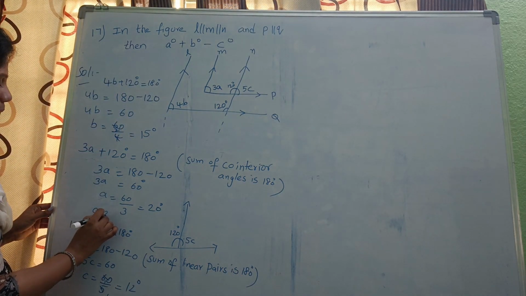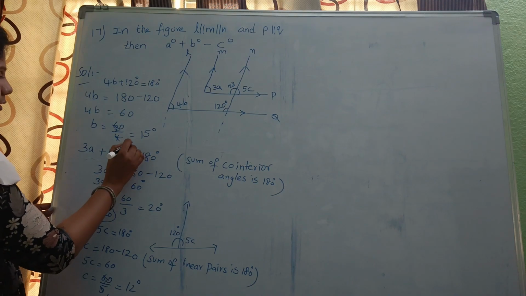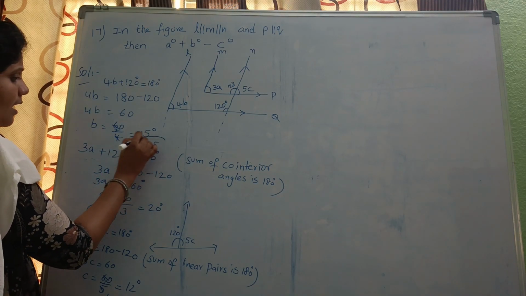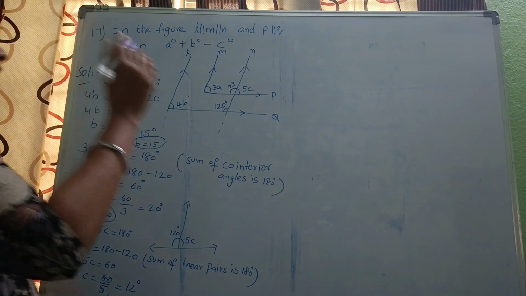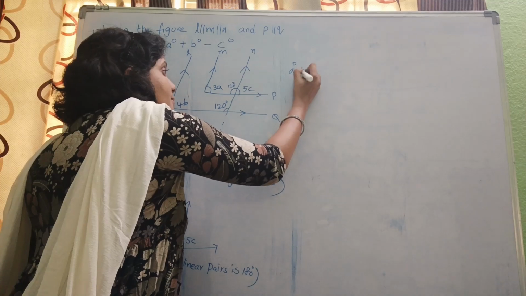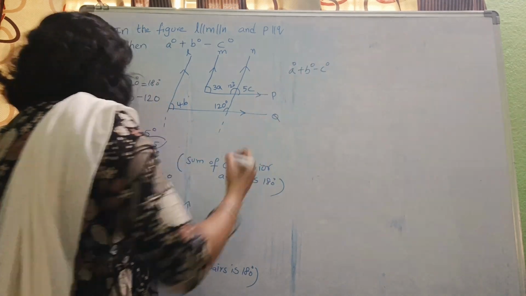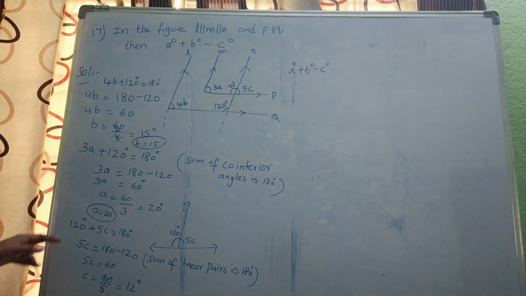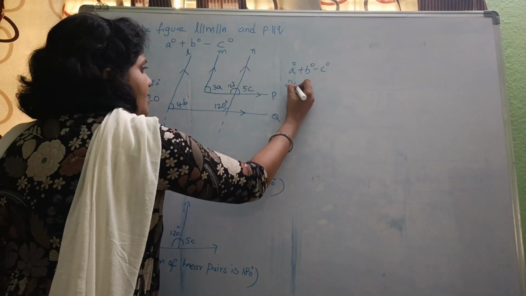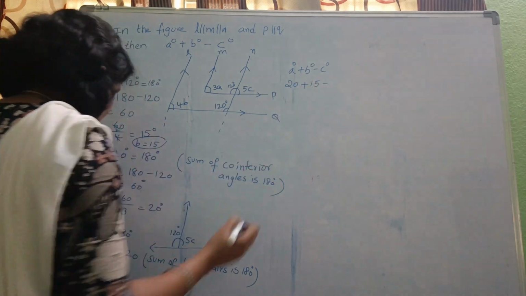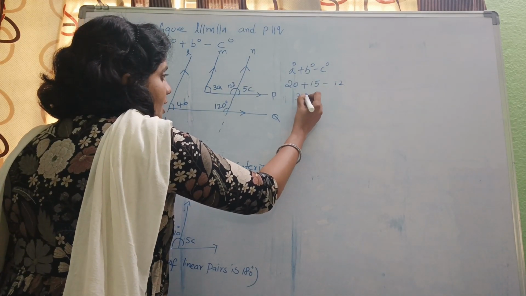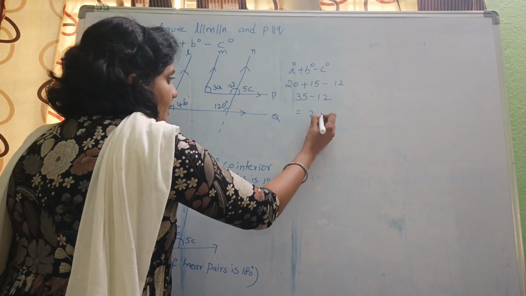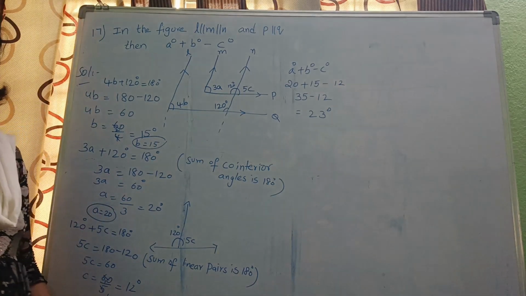A is 20, so circle this. B is 15. And C is 12. So what we need to find? A degree plus B degree minus C degree. Okay, what is the A value? 20. B value? 15. 20 plus 15 minus C degree, 12 degrees. 20 plus 15, how much? 35. Minus 12, how much? 23 degrees. 23 degrees is the answer.